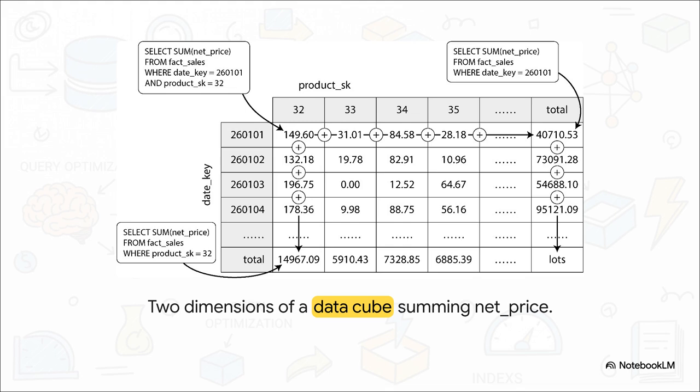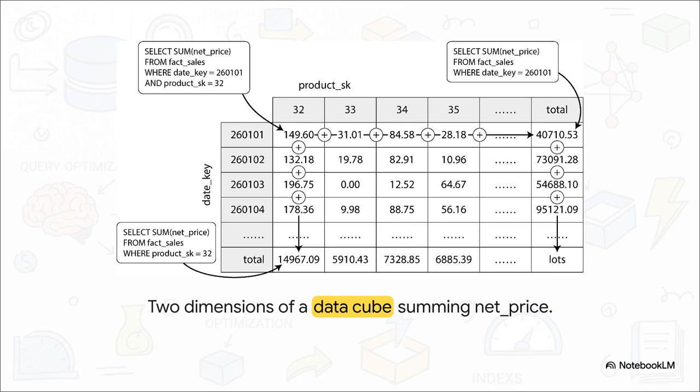It is already calculated. And it gets better because you can look at the margins for broader aggregates. If you want the total sales across all products for a specific date, you just read the total at the far end of the row. If you want total sales for a product across all dates, you read the total at the very bottom of the column. There is absolutely zero row scanning required at query time.